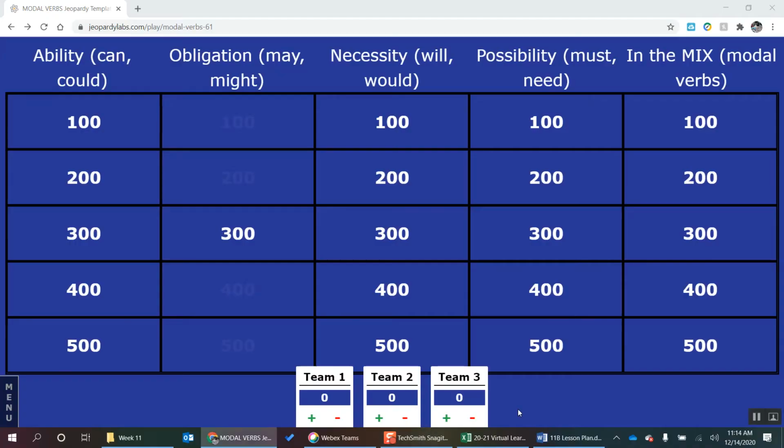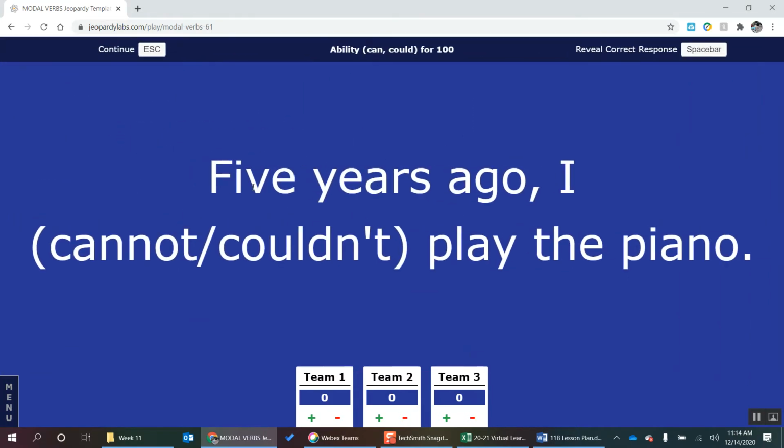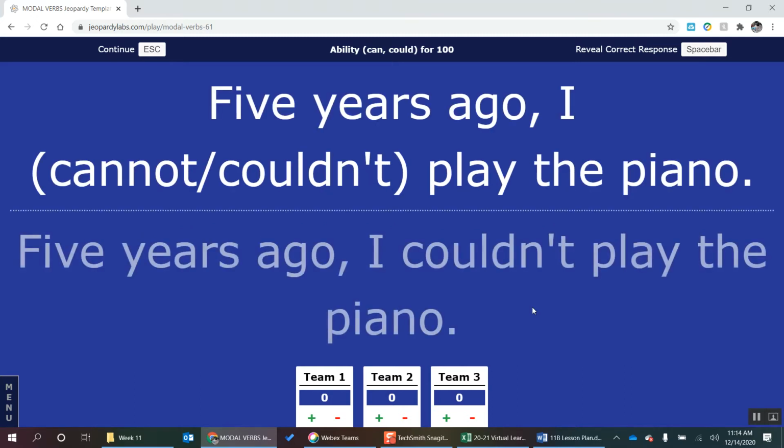Okay, we're going to do some practice with can and could. All right, here's the first one. 5 years ago, I blank played the piano. So 5 years ago is in the past. So if it's past, we're going to use couldn't. I couldn't play the piano because it's in the past, right? So what this sentence sounds like, 5 years ago, I couldn't play the piano. And then there's like, but today I can. That's kind of what it sounds like a little bit to me.